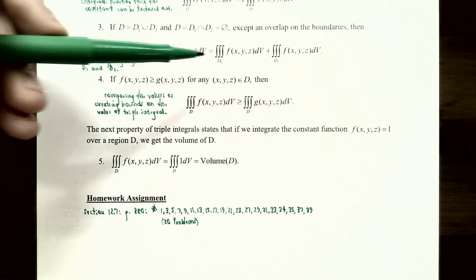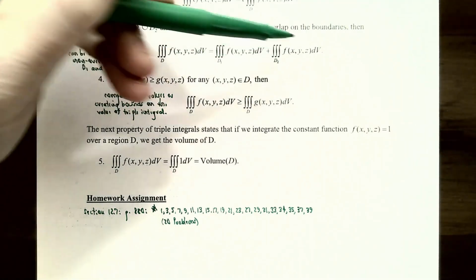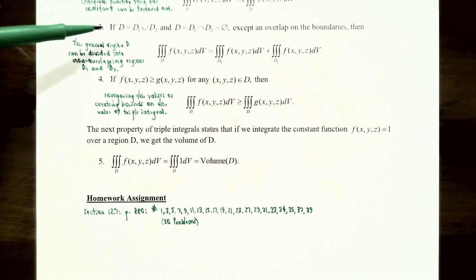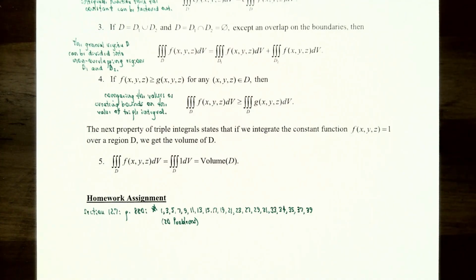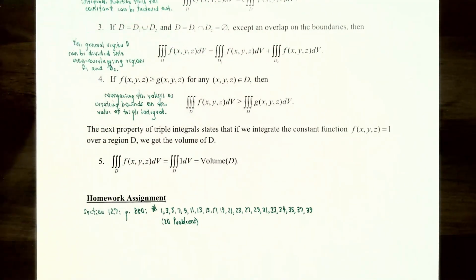So you can integrate over the smaller subregion D sub 1 for the same function, plus the integral of the same function over the subregion D sub 2. As long as D sub 1 union D sub 2 is the entire general region, the original one, and D sub 1 and D sub 2 do not overlap, except possibly at the boundaries, the sum of these two values will actually be the value of the triple integral over the general region D for the same function.